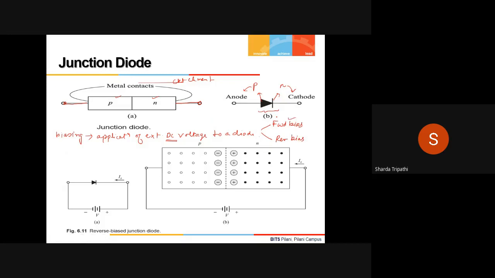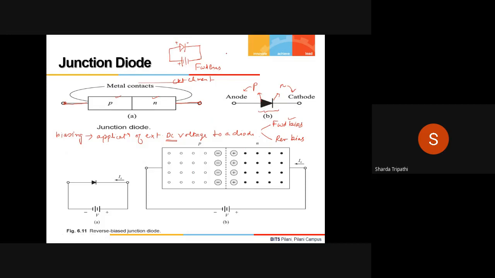What happens in forward bias? The P side of the diode is connected to the positive of the battery. So for example, if this is my diode and I connect this such that this P side or the positive side is connected to the positive of the battery and the negative side of the diode is connected to the negative of the battery. So this is the condition of forward bias.